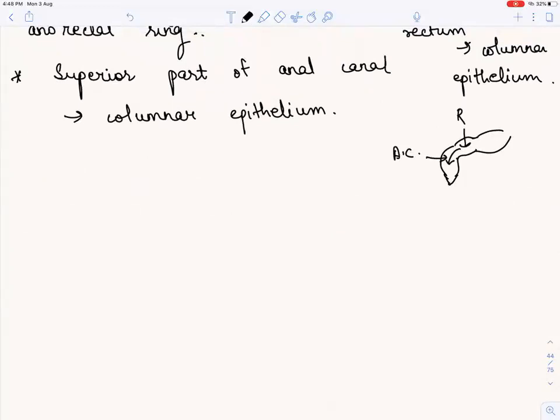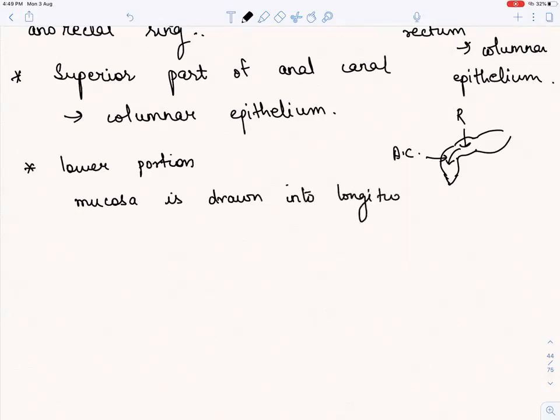Now what about the lower portion of the anal canal? The superior portion is covered by columnar epithelium, and in the lower portion, what happens? The mucosa is drawn into longitudinal folds, and these are known as anal columns.